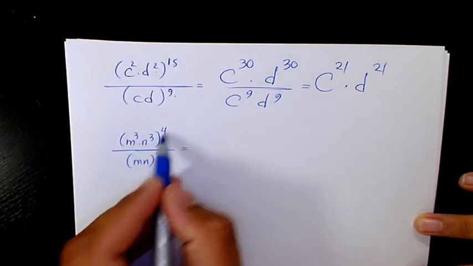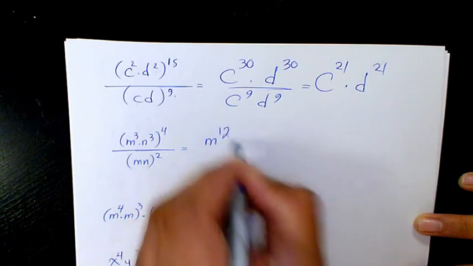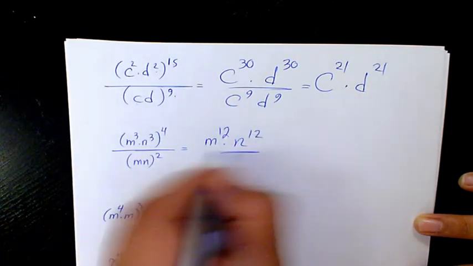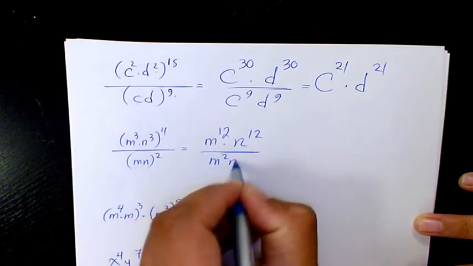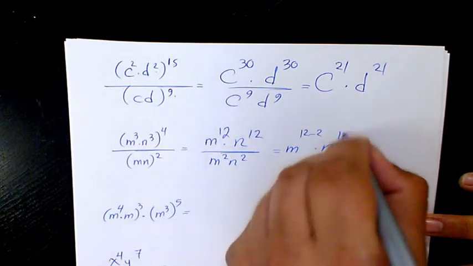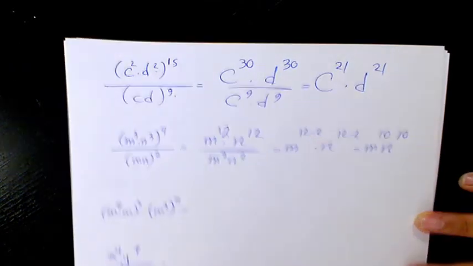M cubed n to the power of 4 divided by mn to the power of 2. So it's going to be m to the power of 12 because 3 times 4, 12. Same thing for n. Divided by m squared, n squared. So it's going to be m to the power of 12 minus 2 times n to the power of 12 minus 2. So m to the power of 10, n to the power of 10.